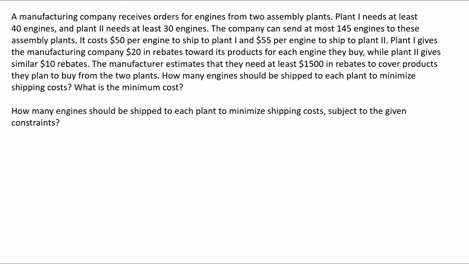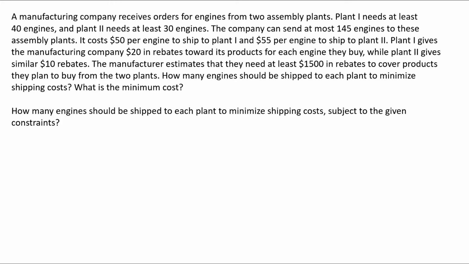It costs $50 per engine to ship to Plant 1 and $55 per engine to ship to Plant 2. Plant 1 gives the manufacturing company $20 in rebates toward its products for each engine they buy, while Plant 2 gives similar $10 in rebates. The manufacturer estimates that they need at least $1,500 in rebates to cover products that they plan to buy from these two plants. We want to know how many engines should be shipped to each plant to minimize shipping costs, and then we want to know the minimum shipping cost.